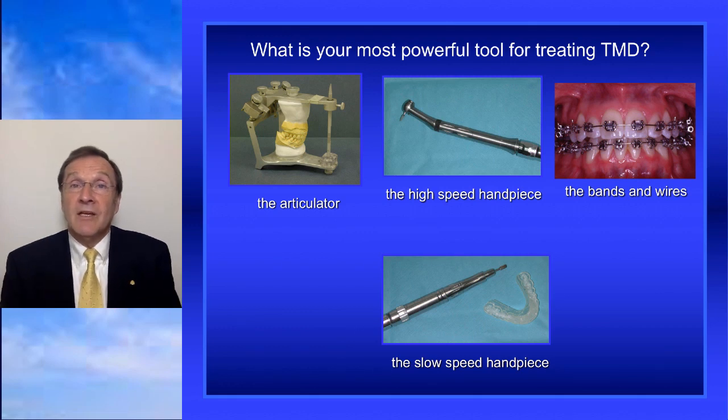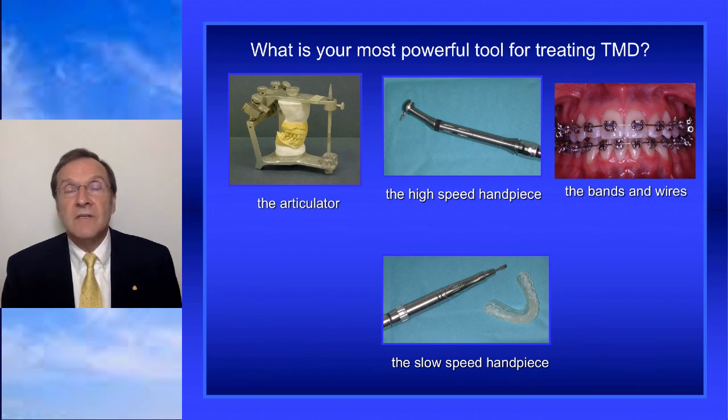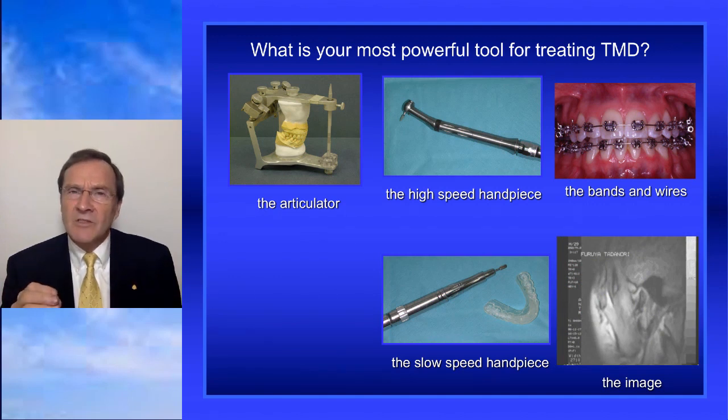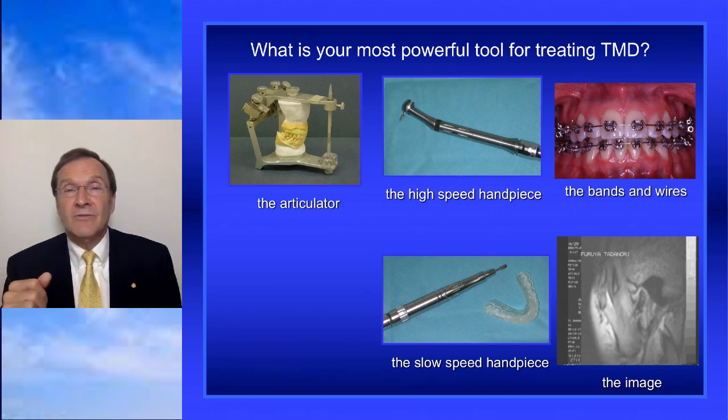TM disorder, you make an appliance. How can you treat a patient with a TM disorder without an occlusal appliance? It's my most powerful tool. And somebody else would say, well, not in my practice. My practice is an image. You've got to give me an image. Let me see an image, like of the disc. I'll know the disc position. From there, give me an MRI. Then I can tell you what the problem is. I'll make a differential diagnosis, disc displacement with or without reduction, and I'll know how to treat the patient.